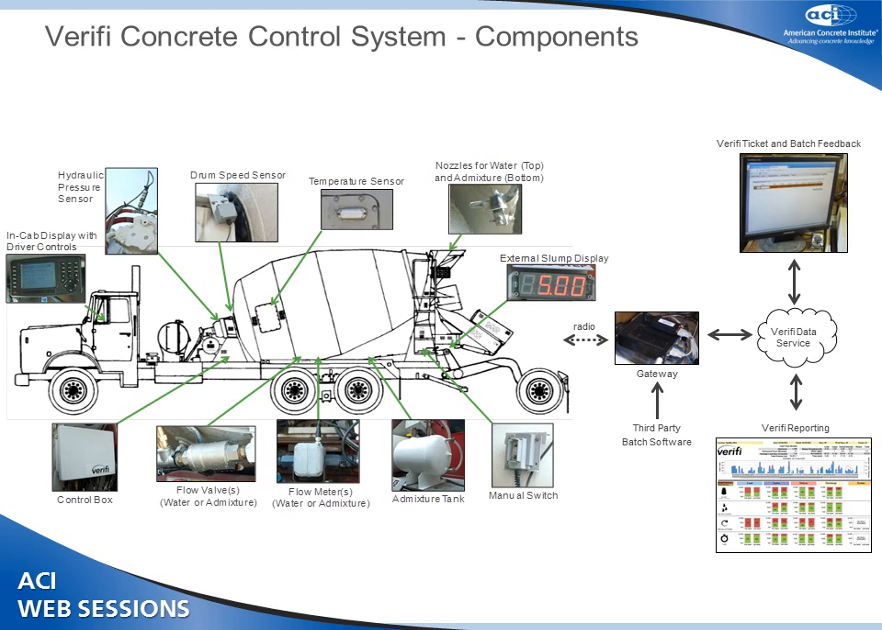There's an external slump display. There's an admixture tank, obviously, flow valves and flow meters to measure and add water and admixture. There's a control box near the center of the truck that's the brains of the operation, and then there's an in-cab interface for the driver. Everything on the truck communicates wirelessly with a gateway in the plant, just a black box that sits in the plant, has a radio, and then it connects via the internet to the back end database where all the data is stored. And then from that data, reports are generated and feedback is given to the batch operator.